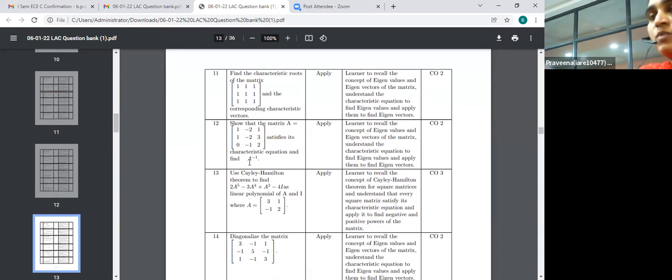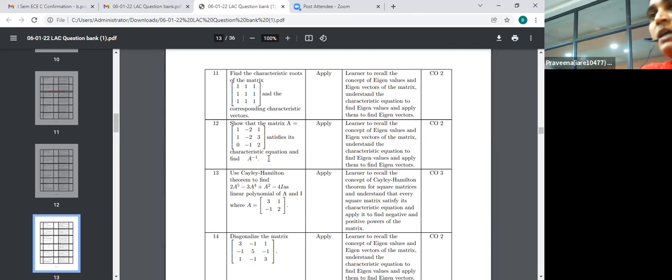And the 12th question: show that the matrix A equal to this 3 by 3 matrix satisfies its characteristic equation and find A inverse. Okay, that means what? Show that the matrix satisfies, again similar to the previous question. It satisfies its characteristic equation means what? Indirectly it is the Cayley-Hamilton theorem statement. Directly given the statement.